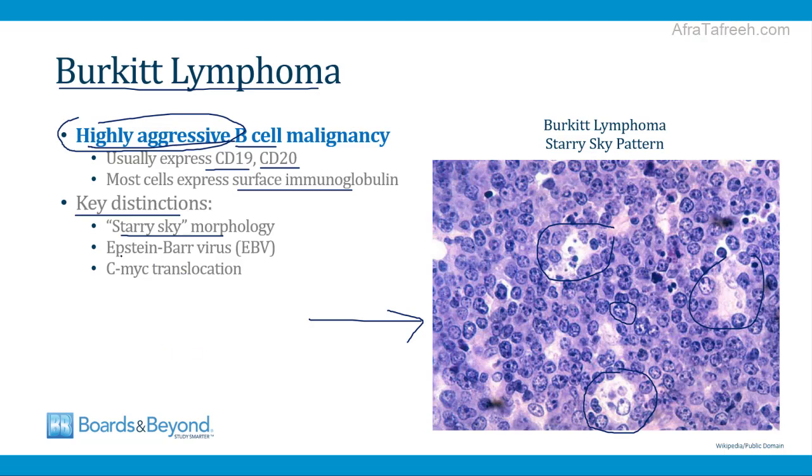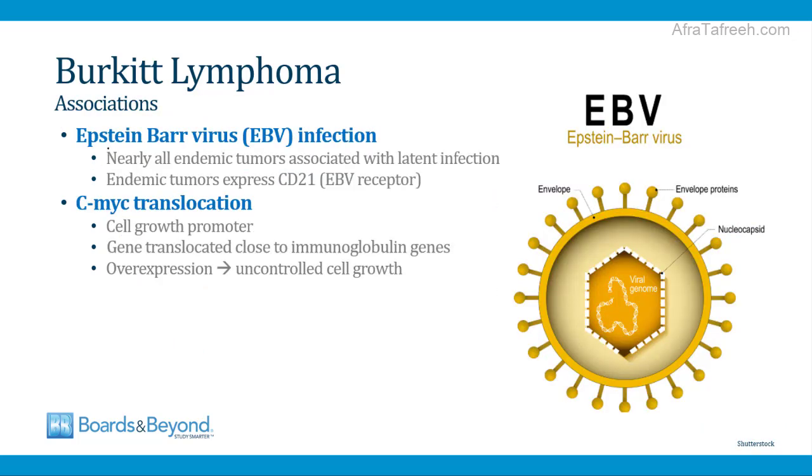And then beyond the classic appearance by microscopy of Burkitt lymphoma, some other key features are its association with Epstein-Barr virus and the C-Myc translocation. Epstein-Barr virus is the virus that causes infectious mononucleosis, and this virus infects B cells, and it can become a latent infection inside a B cell, and therefore it can potentially transform a B cell into a malignant cell of Burkitt lymphoma. And nearly all of the endemic forms of Burkitt lymphoma are associated with latent Epstein-Barr virus infection.